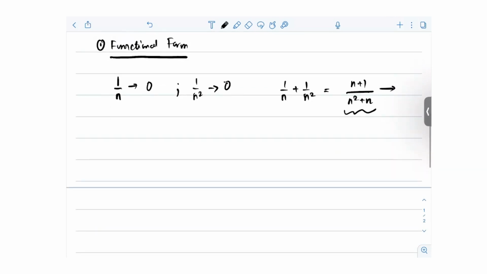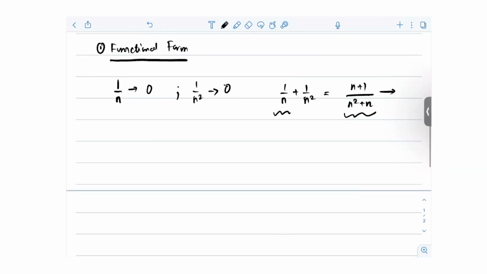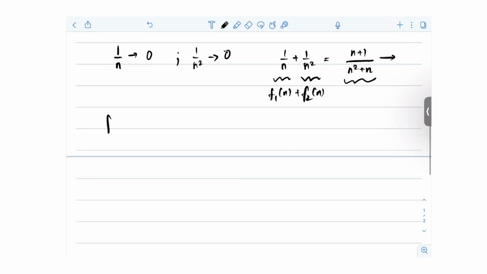The basic idea is that these are algebraic: it's nothing but some function of n, and another function of n, and we are adding them up. So the natural question comes: there are two functions f1 and f2 which define two sequences, let's say a_n and b_n. Here the function is 1 by x and here the function is 1 by x square. The question is that two functions can interact with each other in many different possible ways.